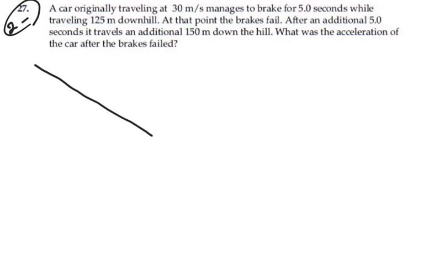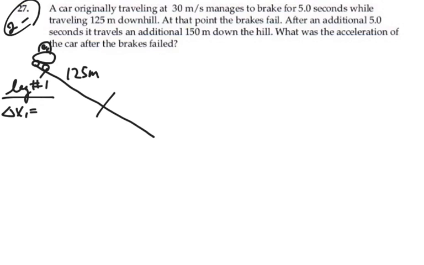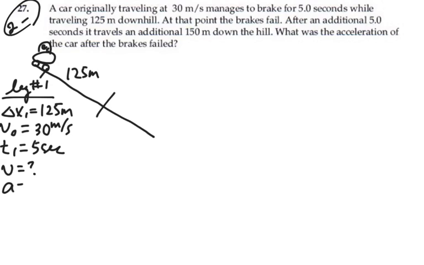So we really have two problems here. We have a car traveling down the hill, and in the first leg it goes 125 meters. So let's write that down. Here's leg number 1. Our displacement is 125 meters. Our original initial velocity is 30 meters per second. And what else do we know? We're going to travel this first leg for 5 seconds. And we don't know our final velocity. We don't know our acceleration.